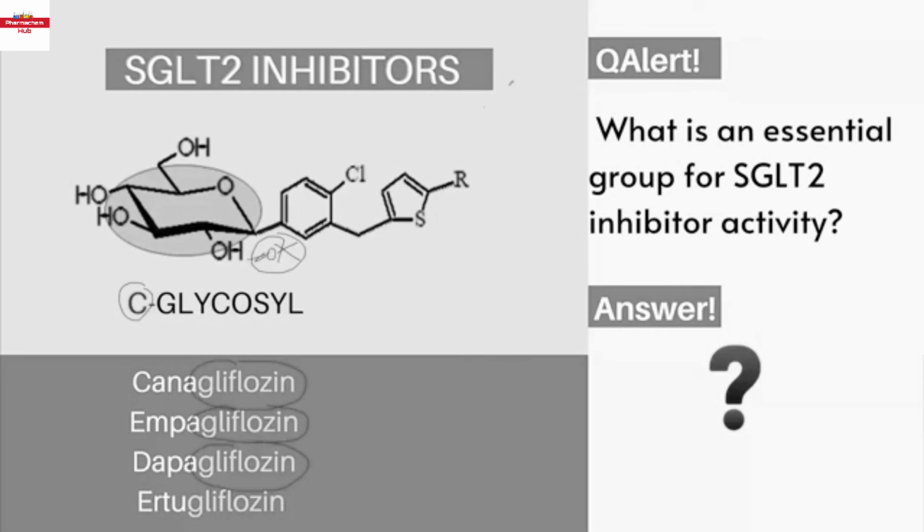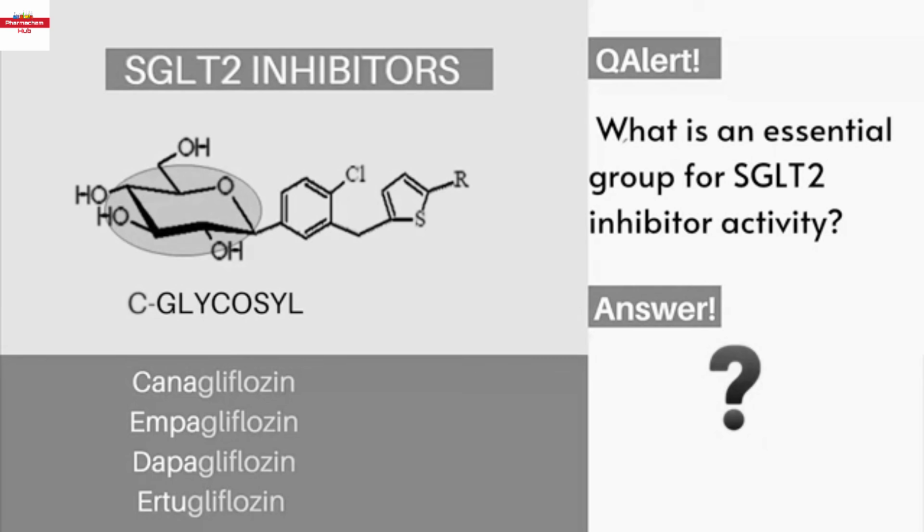So initially they tested the O-glycosyl. There is one product, but that has no anti-diabetic activity. So later they modified it and found C-glycosyl are effective, and suddenly they have become very popular medications for type 2 diabetes.